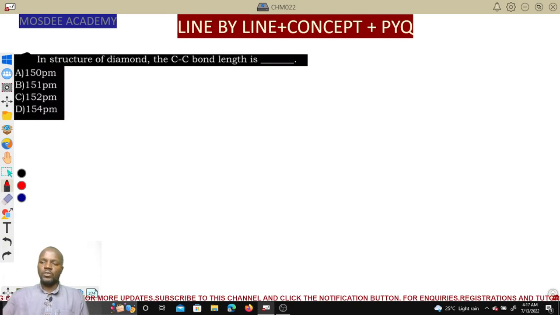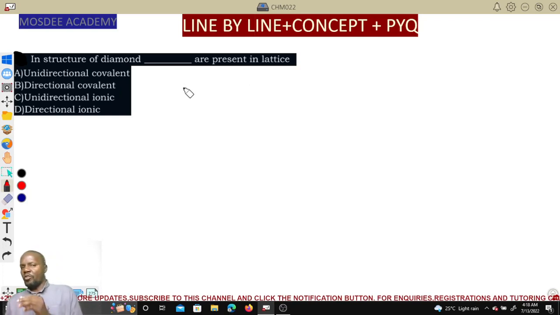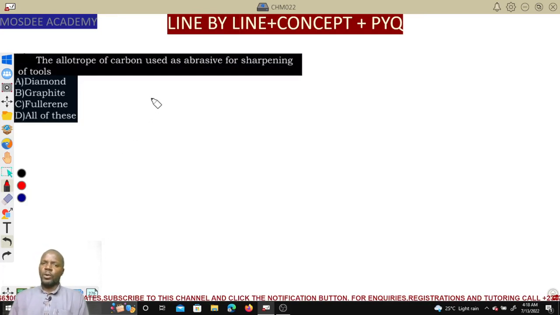The next one, we talk about this as well. They said in the structure of diamond, the carbon-carbon bond length is, I told you, 154 picometer. The next one: in the structure of diamond, dash are present in the lattice. They have a kind of covalent bond, and their covalent bond follows a particular direction. You can never pick ionic because ionic does not exist in carbon. Directional covalent bond will be the answer. The next one: the allotrope of carbon used as abrasive for sharpening of tools is diamond. So I think that should be all for diamond.